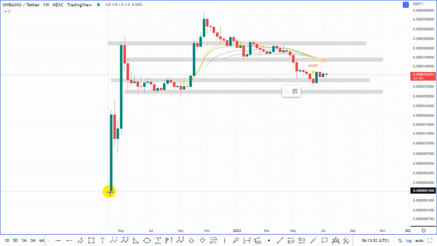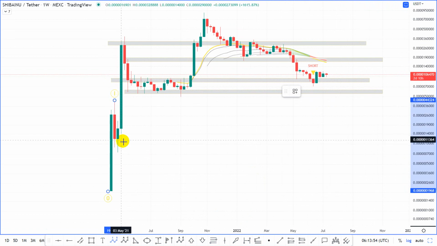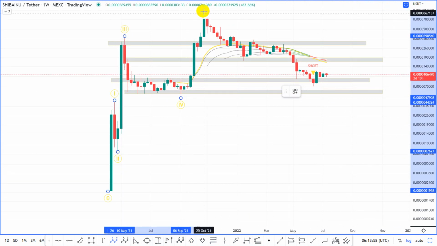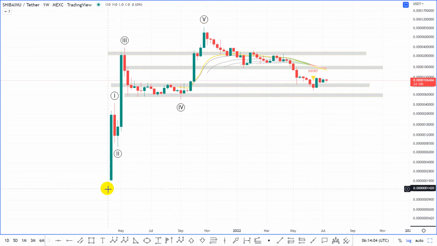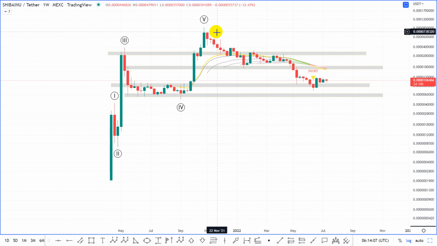Now let's go ahead with the Elliott Wave. Yeah, we can probably do something like this. 1, 2, 3, 4, 5. Let's now choose another color. If this was 1, 2, 3, 4, 5, which can absolutely happen, then we are talking about the retracement.